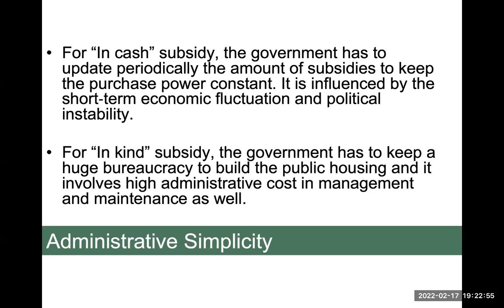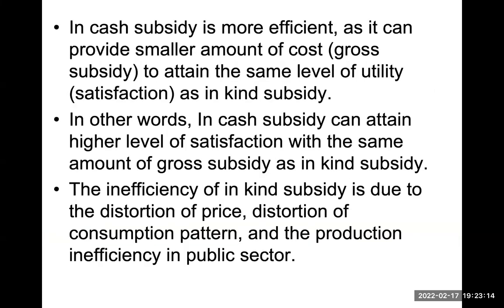The second one is for the in-kind subsidy. The government has to keep a huge bureaucracy to build the public housing, and it may involve high administrative cost in management and maintenance as well. So any in-cash subsidy becomes more and more efficient because it can provide a small amount of cost, that is gross subsidy, in order to gain some level of utility.